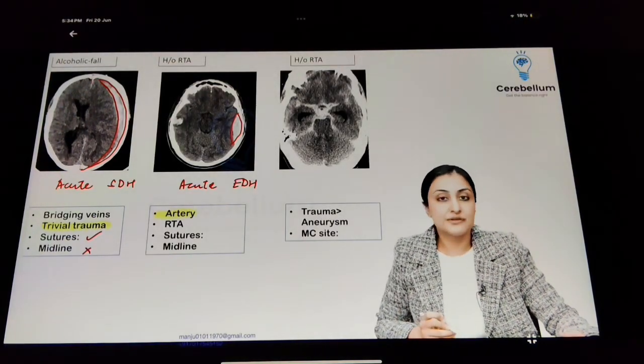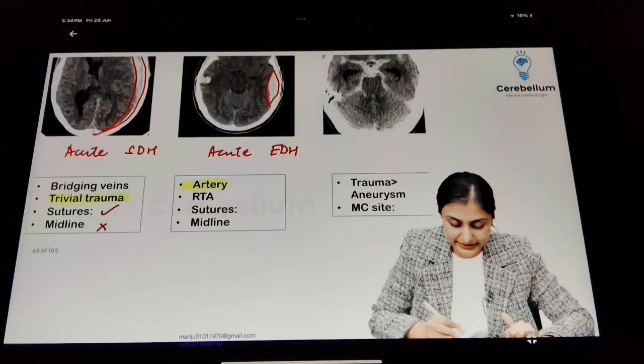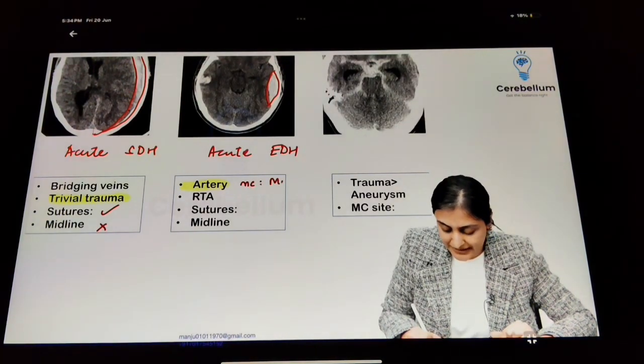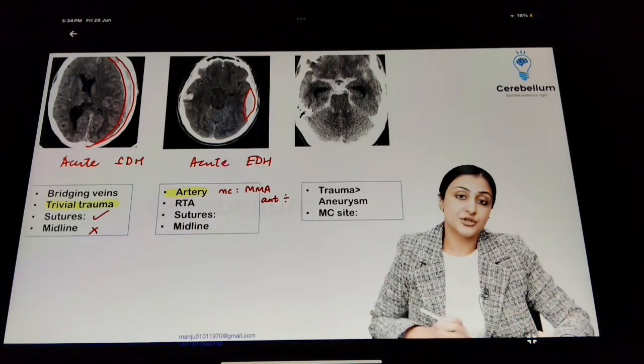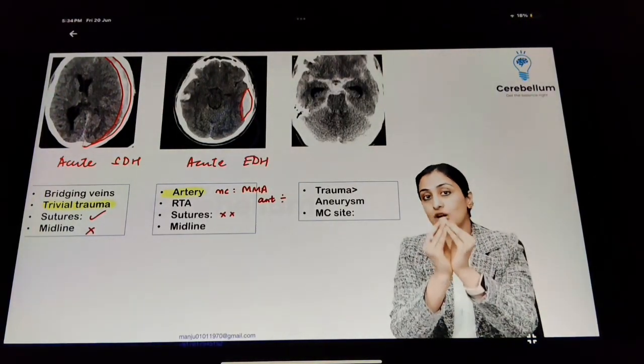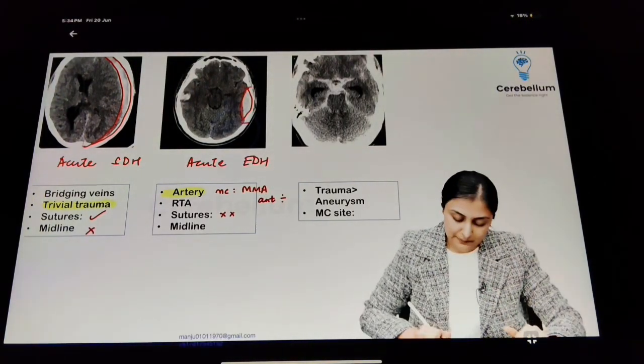You will usually have a severe road traffic accident here. This is because of an arterial bleed, and the most common arterial bleed here is the middle meningeal artery. It's the anterior division of the middle meningeal artery, which actually tends to bleed here. Does it cross the sutures? No. The fact that it is idly-shaped or lens-shaped is because it is limited by the sutures, but it may cross the midline.